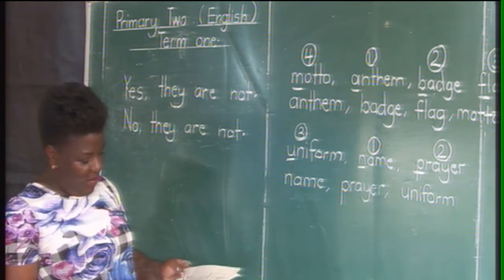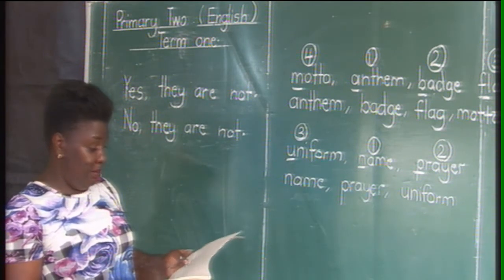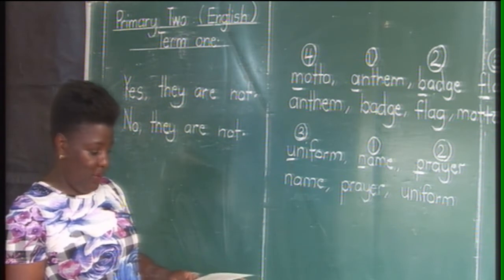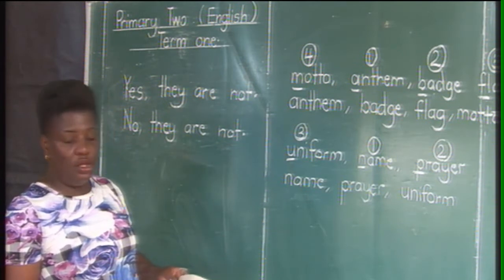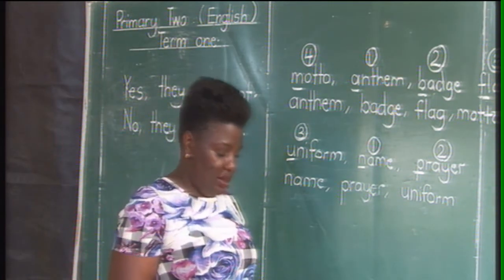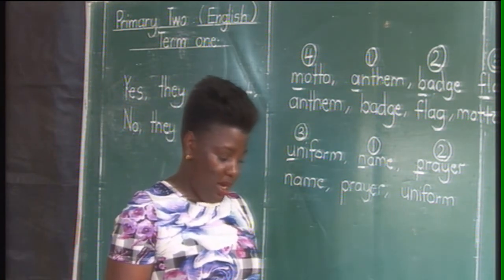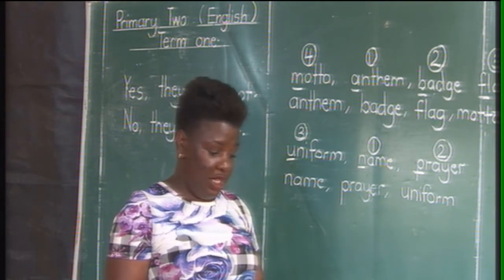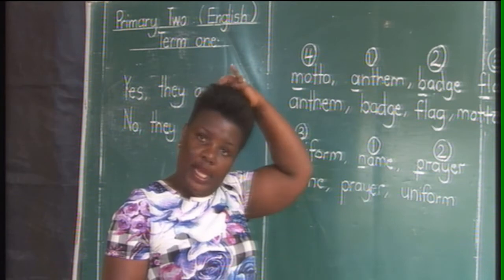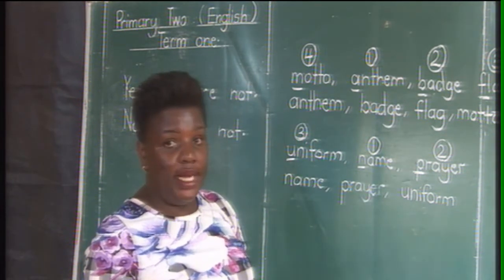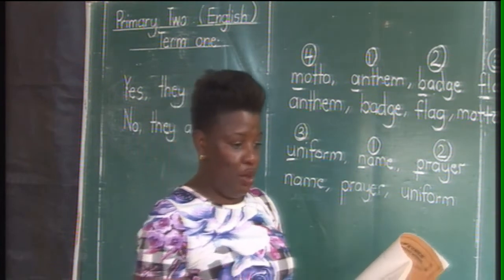You've been given pictures and you're supposed to answer correctly. What are these? You look at the pictures and then answer. These are books. What are these? You make a full sentence there. Remember to begin with a capital letter and end with a full stop. Now let us look at prepositions of places. And that is on page 5.